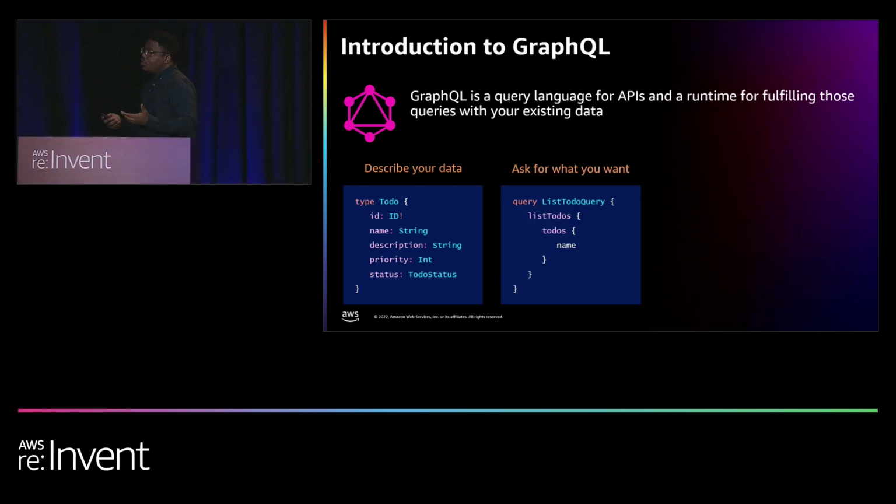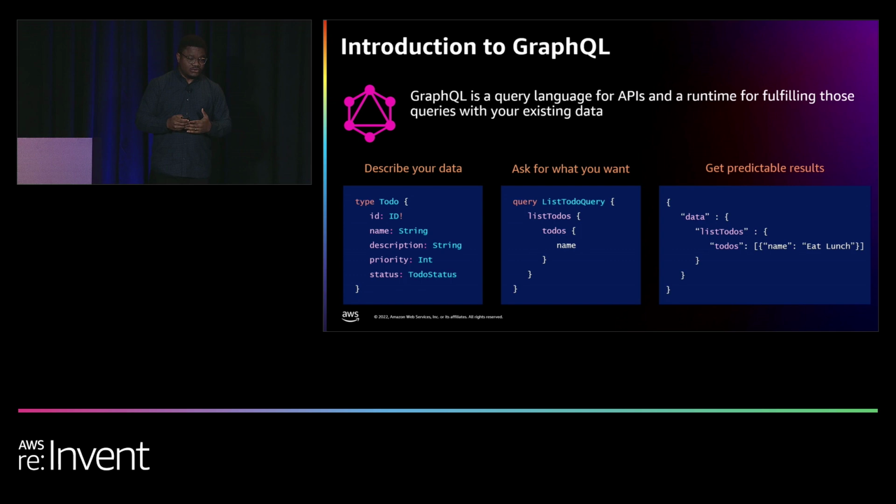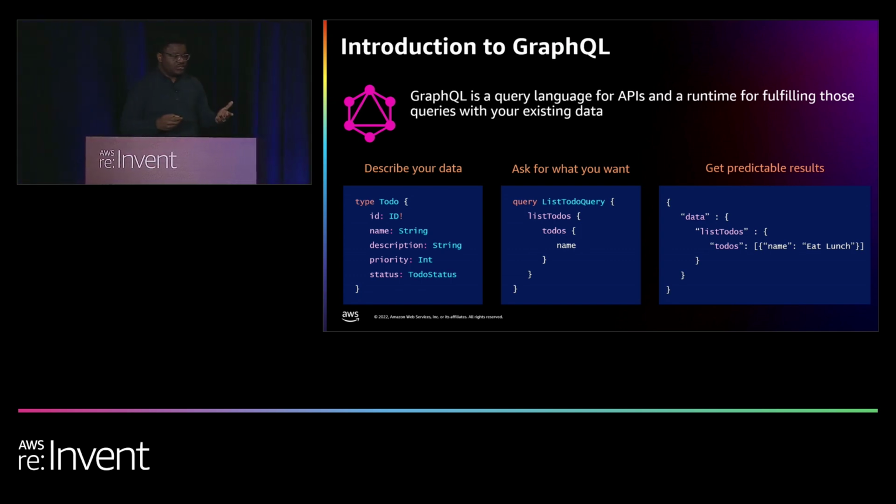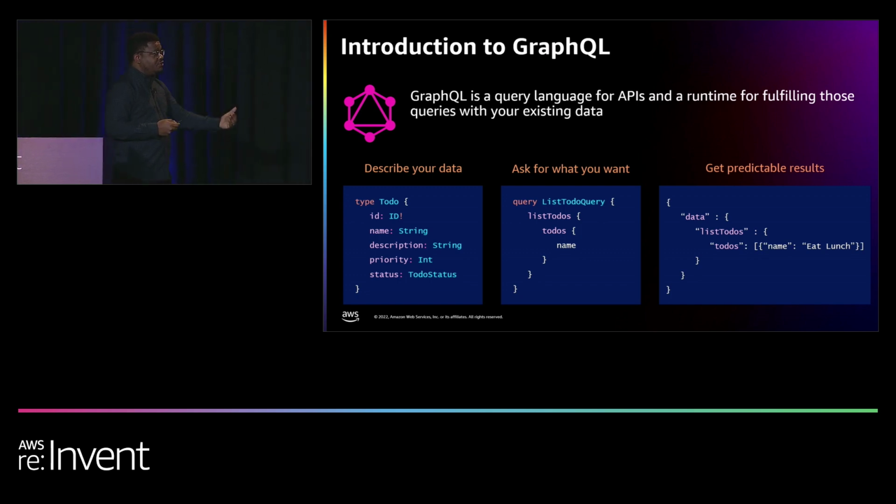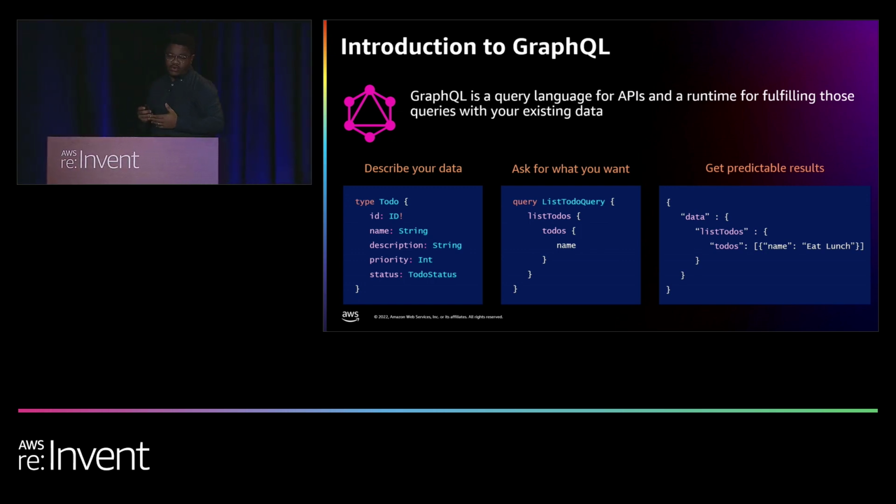You ask for the data you want using a GraphQL query, or you can also do a create, update, or delete using a GraphQL mutation, or you can set up a subscription to listen to changes to data using a GraphQL subscription. Here, we are asking for the list of to-dos, but only asking for the name of the to-do. And then you get predictable results. So here you could see we are getting the response back from our AppSync server, representing only the name of the to-do which we've requested in the query.